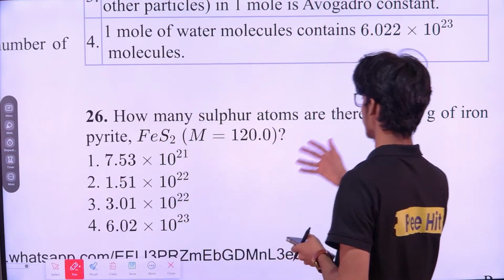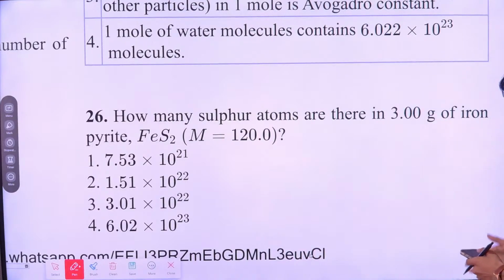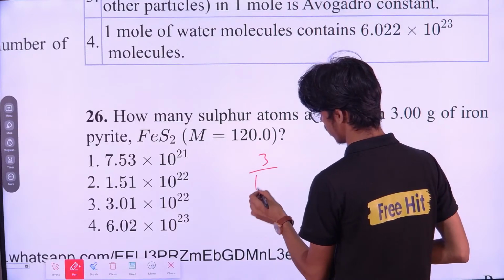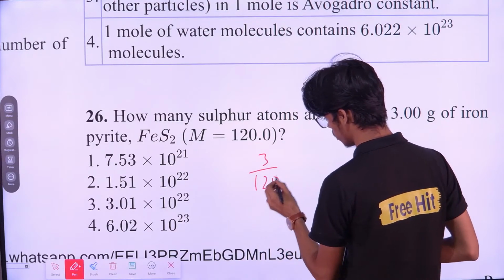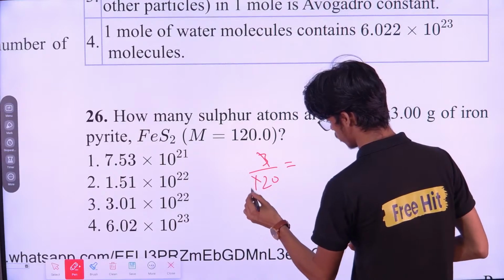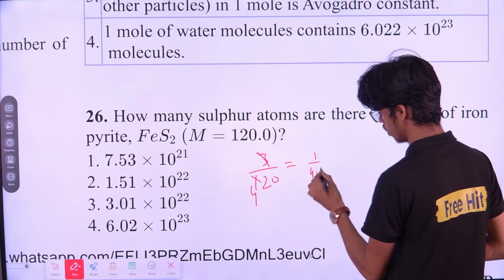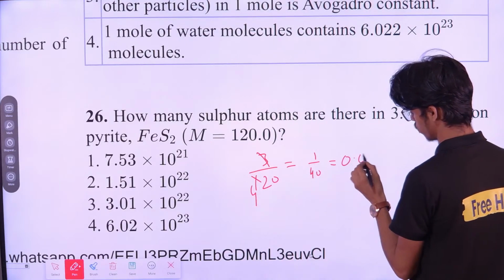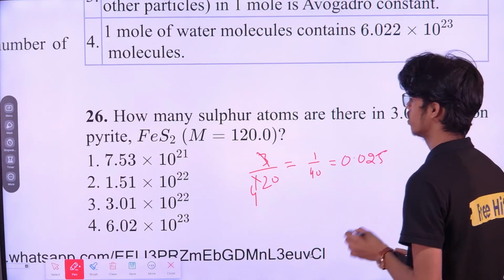Now, how many sulfur atoms are there in 3 gram of iron pyrite? Total molar mass is 120. So, 3 gram divided by 120, given mass upon molar mass. Divided by 4, so 1 by 40. So, 1 by 4 is 0.25, so this is 0.025 moles.